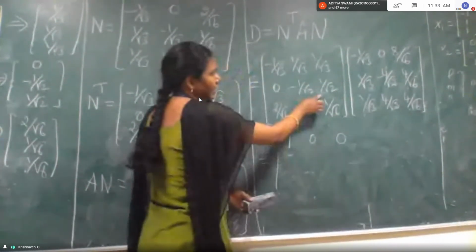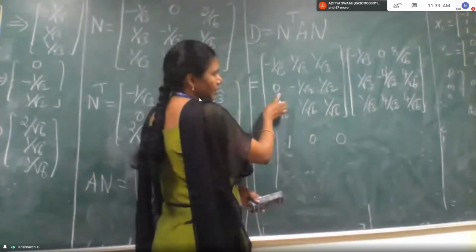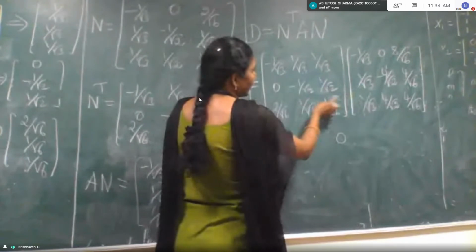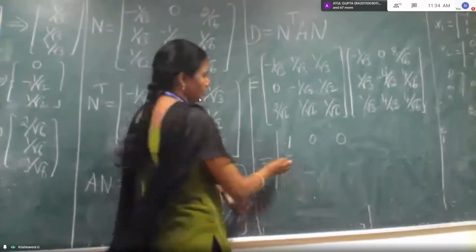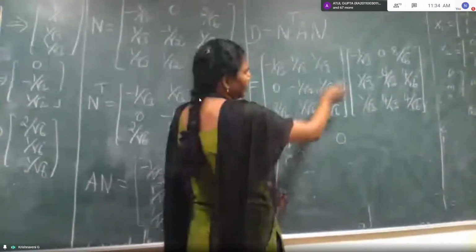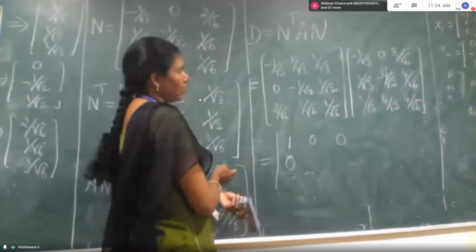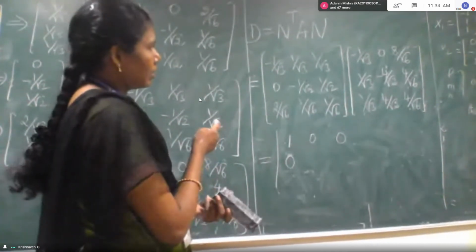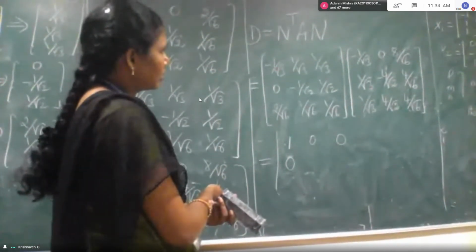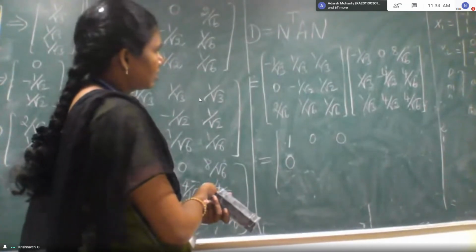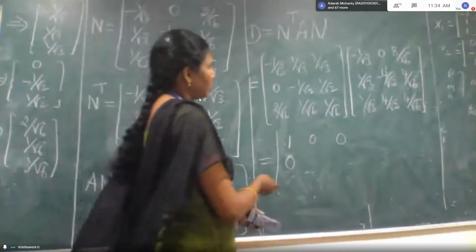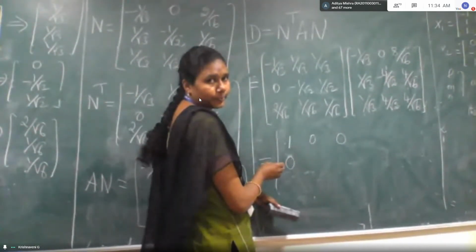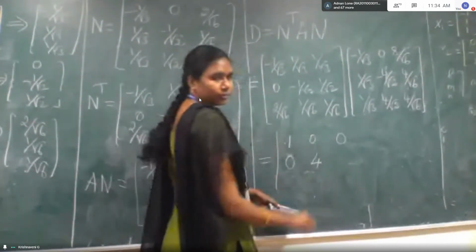Okay, next. Second row, first column. First element 0. Next, minus 1 by root 6 plus 1 by root 6, 0. Next, second row, second column. First element 0 plus 4 by 2 plus 4 by 2, and it will come 8 by 2, that is 4.